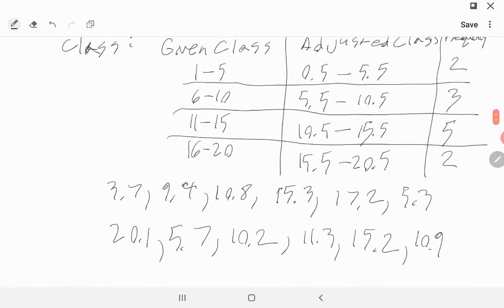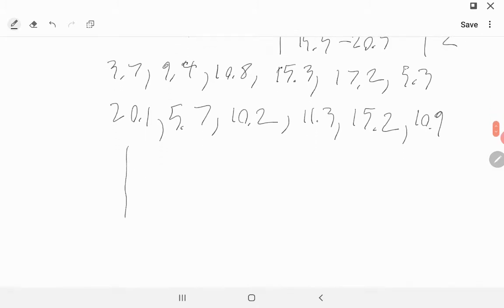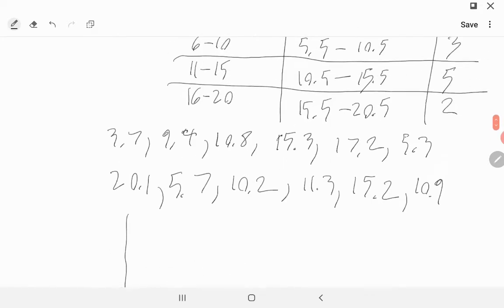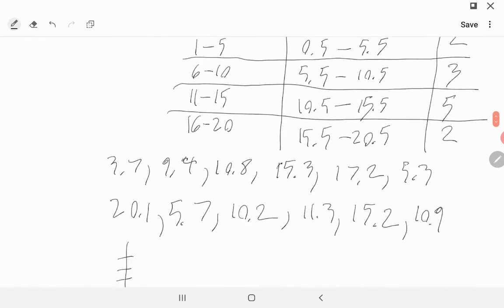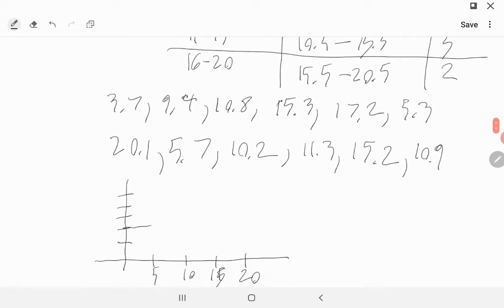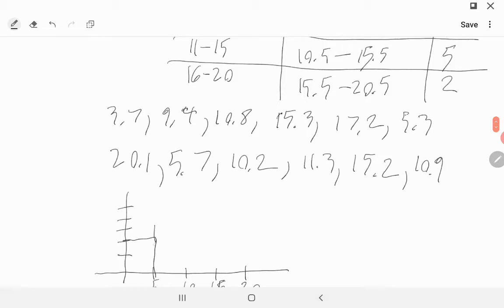And so if we're going to look at the histogram for those values, we've got 2, 3, 5, 2. And so we notice that our horizontal axis is going to be pretty much the same. We're going to get 5, 10, 15, 20. But now we only have to go as high as 5. So we're going to go 1, 2, 3, 4, 5. So 1 to 5, we've got a frequency of 2. So our rectangle is height 2. Then we've got height 3, height 5. And then back to height 2.